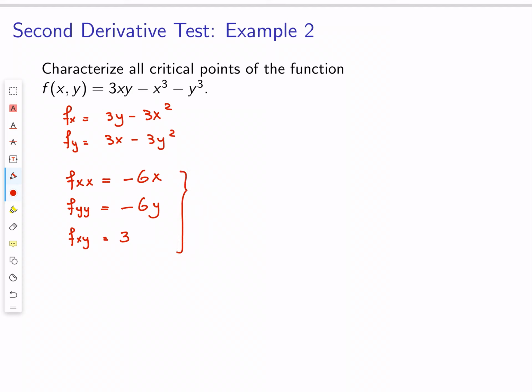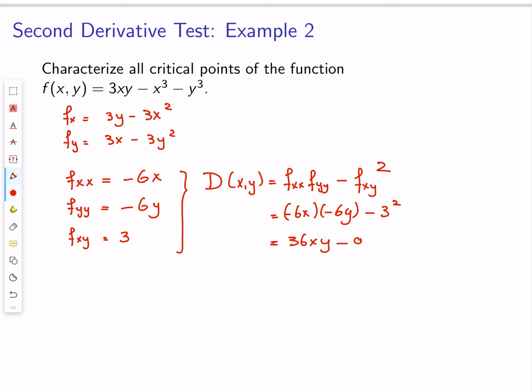So now we can put the function D together. We're constructing it and saying, well, that's f sub xx times f sub yy minus f sub xy squared. So that is going to be minus 6x times minus 6y minus 3 squared. So that becomes 36xy minus 9. Notice that this is different than the first example because here D is not just a constant, it depends on x and y. So I really do have to evaluate D at both of the critical points.